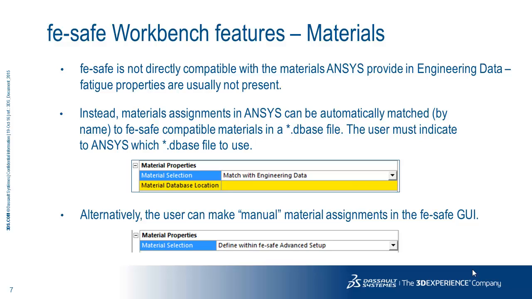So there are two ways to choose the material from ANSYS Workbench. One of them is using match with engineering data. What this match with engineering data option will do is take the name of the material which you have assigned in ANSYS. And if you have your FE-SAFE database which has the same name as your ANSYS material name, then FE-SAFE will automatically assign the fatigue properties to it. But in order to do that, you have to define the location of that DBase file. Otherwise, if you want, you can also use define with FE-SAFE advanced setup, and in that case you will open the FE-SAFE GUI and then you will be able to set up your material.